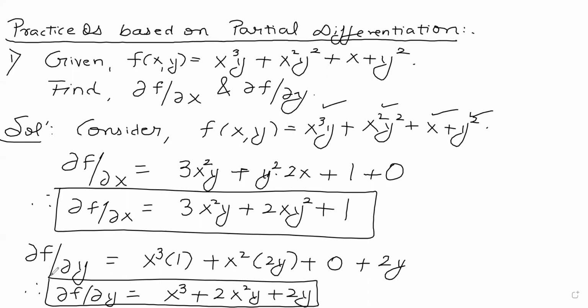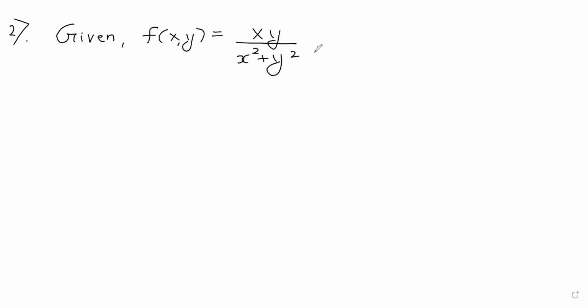So hoping all students have understood this question and have no doubts. Let's look at the second question now. Okay, given f of x y equal to x y upon x square plus y square. Again, the question asks compute del f by del x and del f by del y.